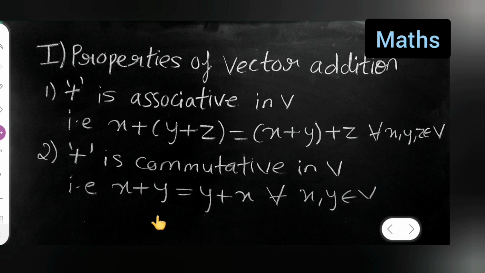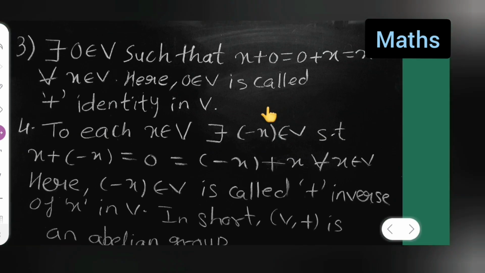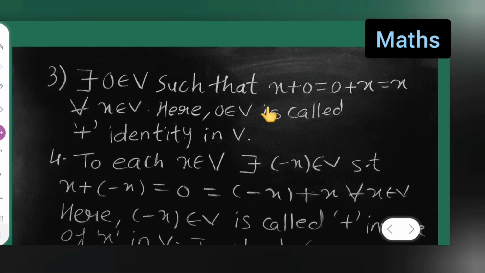The third one is what? You can take down: there exists 0 belonging to V, that is a vector, such that x plus 0 is equal to 0 plus x, which will give you x, for all x belonging to V. Here 0 belonging to V is called the plus identity in V, that is the vector space.